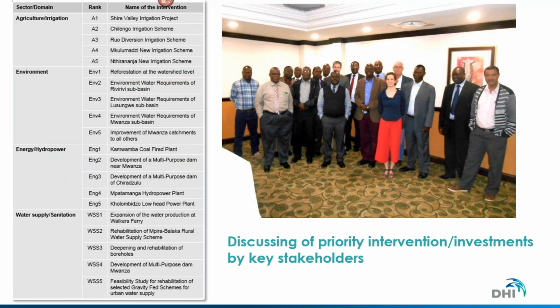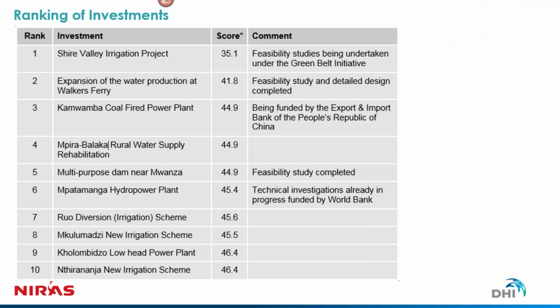Yeah. Thanks. This here is illustrating that there were 20 interventions or investments proposed at a workshop, and you can see they have been divided into different categories or sectors, and the model was then used to rank these investments and find the best planning options to follow. There is a combination of irrigation, but also water supply, hydropower, and others. And actually, some of these investments are already on the drawing board.